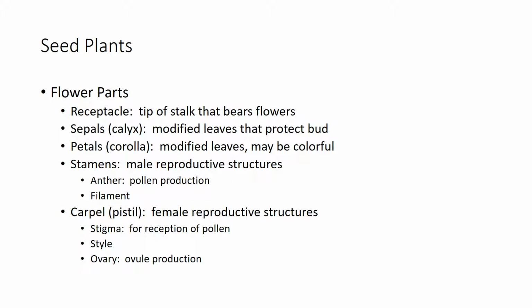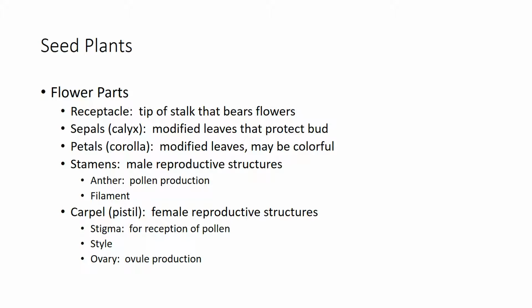Now, parts of the flower. Basically there's a receptacle, which is the tip of the stalk that bears flowers. You're going to have the sepals, which are leaves that protect the bud, and the sepals are also called the calyx. You can have petals, or corolla. They can be the really pretty ones that make up part of the flower. You have stamens, which are the male part of the plant, and you have the anther, which is responsible for pollen production.